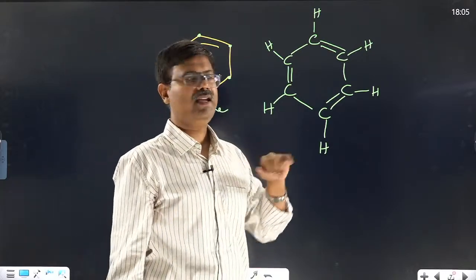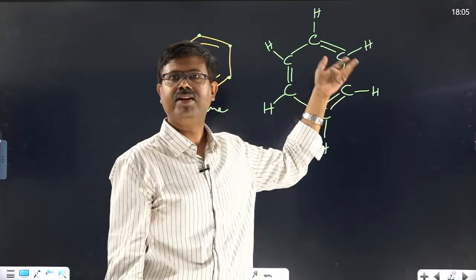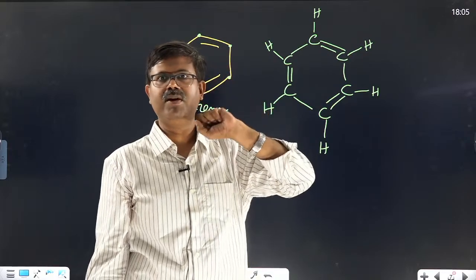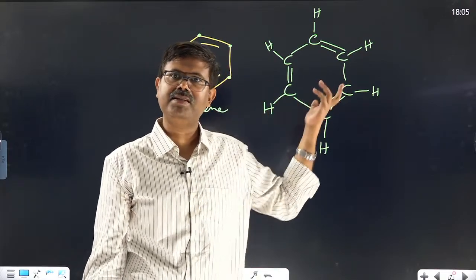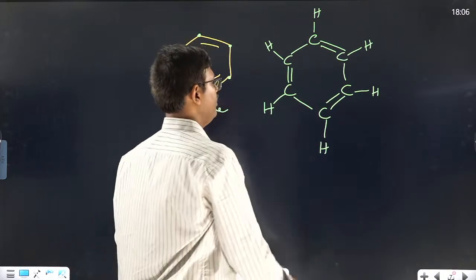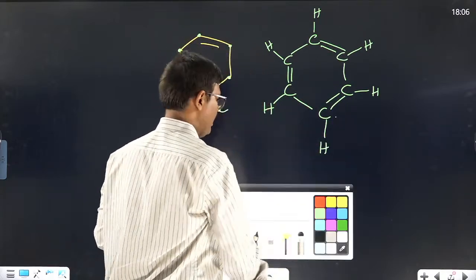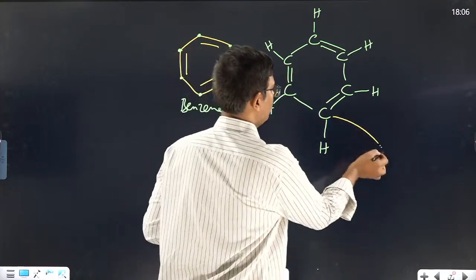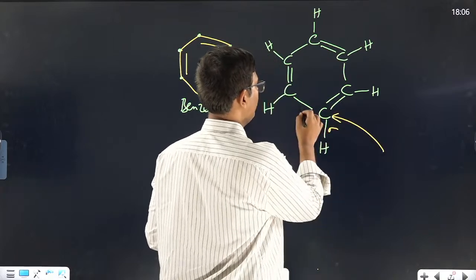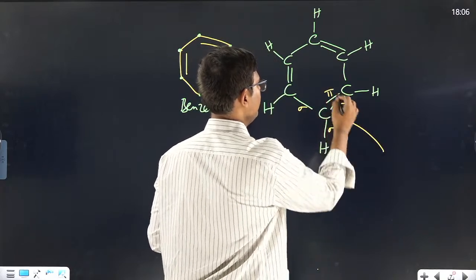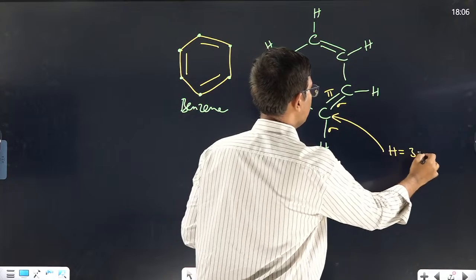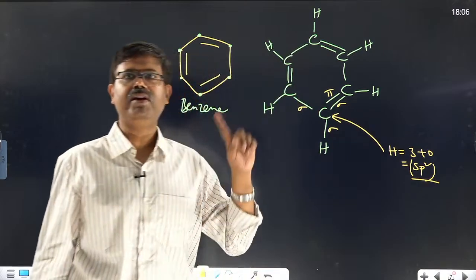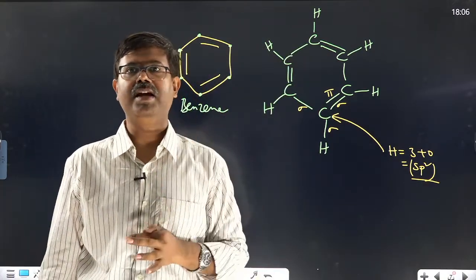Okay, now let's see, all are similar carbons, there is no difference. Every carbon has around it 4 bonds, 1 pi bond and 3 sigma bonds, and every carbon is similar. Now take any carbon and find the hybridization, that will be the same for every carbon in benzene. So count how many sigma: 1, 2, 3, this is pi bond, so H is 3 plus 0, that means sp2 hybridization. Every carbon in benzene is sp2 hybridized.